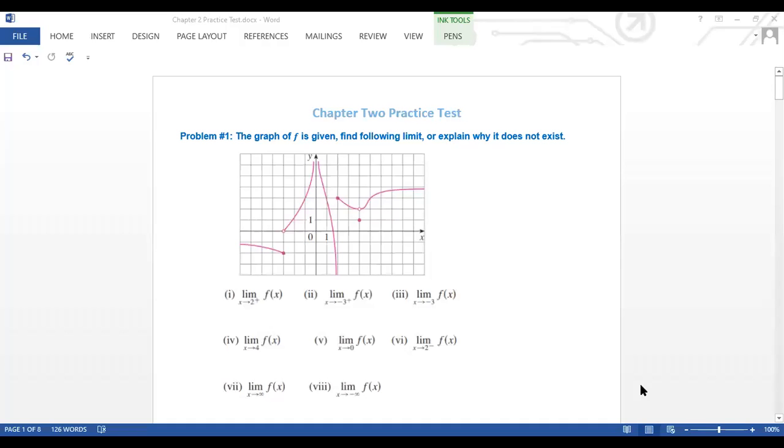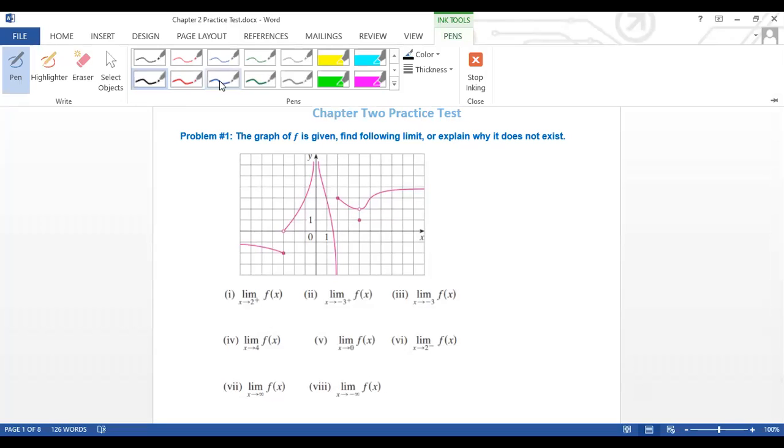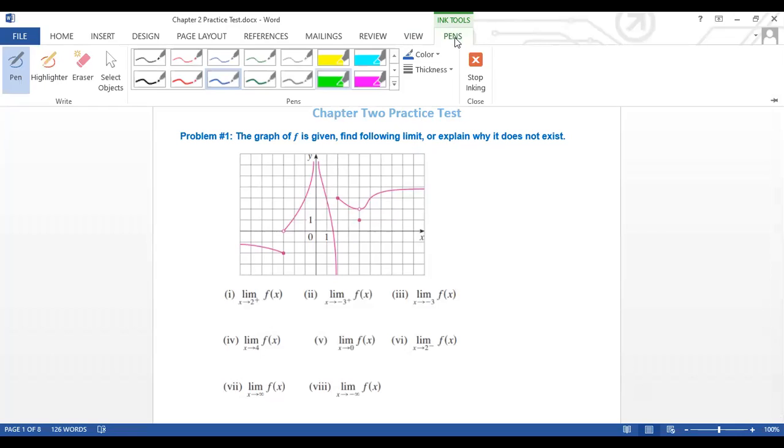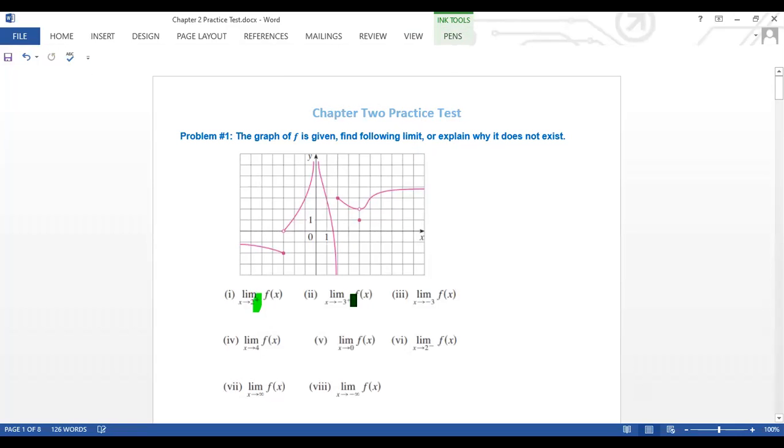Okay, so the first thing here is, the graph of f is given, right? Then find the following limits and explain why it does not exist. Okay, so the first one's here. So we always need to be careful about those signs, right? So from the left or from the right, those things, right?